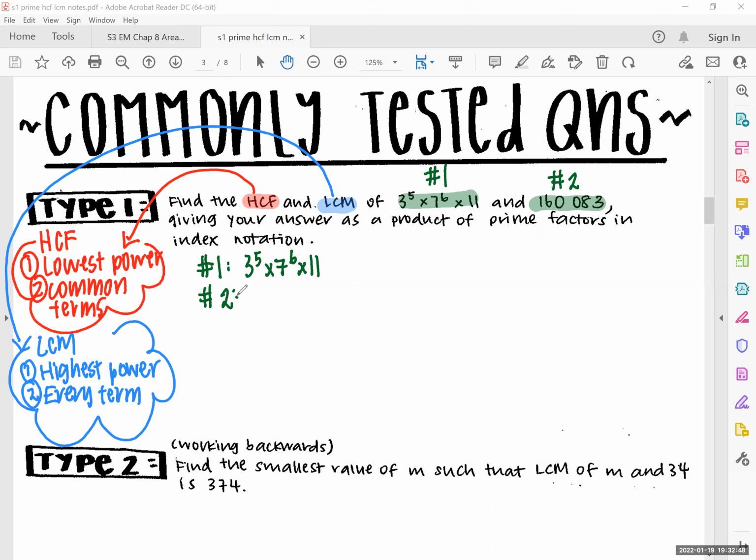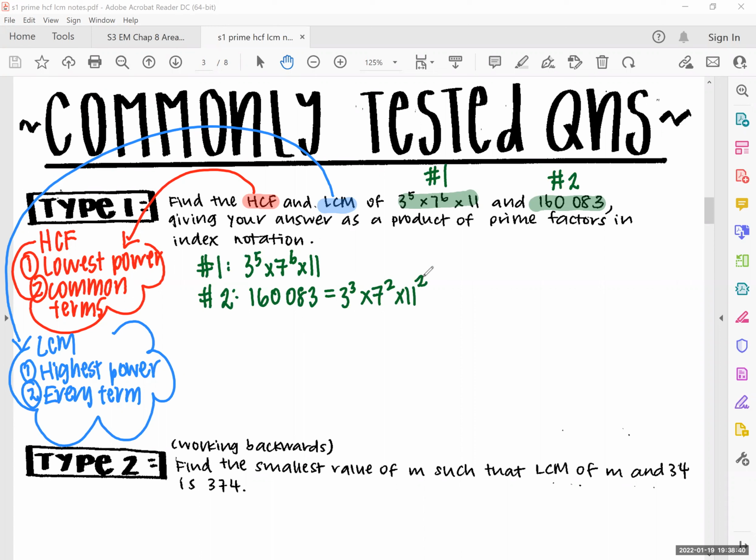Right now, I want you to pause the video and try to make this into index notation. After that, I'll double check your answer with mine. Okay, I hope you have gotten the answer. For number 2, the number is 160083. If you break it down into index notation, your answer should be 3 to the power of 3 times 7 to the power of 2 times 11 to the power of 2.